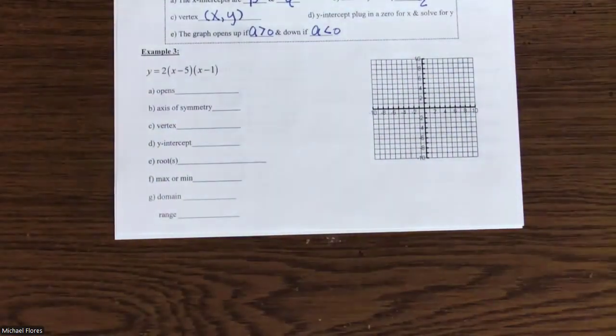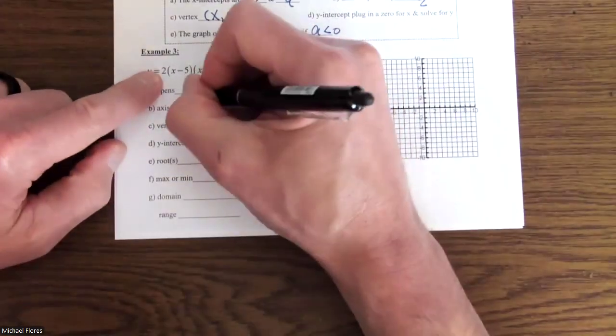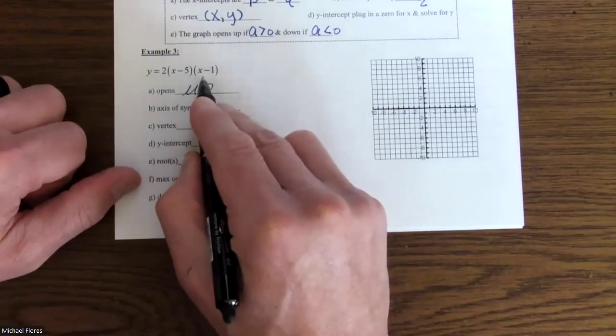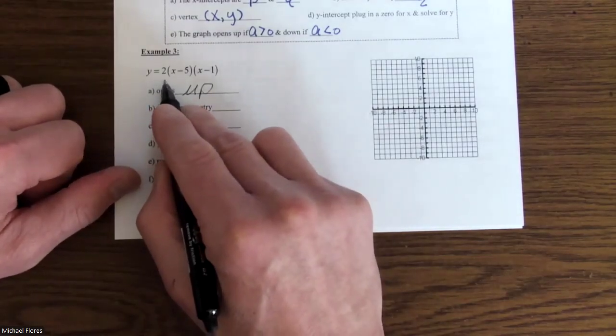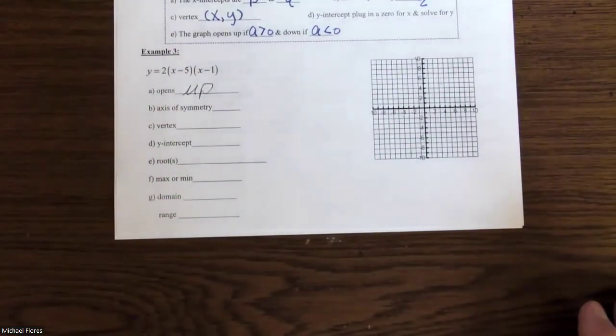Now we have a function written in factored form, and the direction this is going to open is up. Here's how I can tell. Well, first of all, the x values are both positive, and the number in front of the parentheses is positive. So that means if we were to FOIL this out and combine like terms, our a value would be positive.